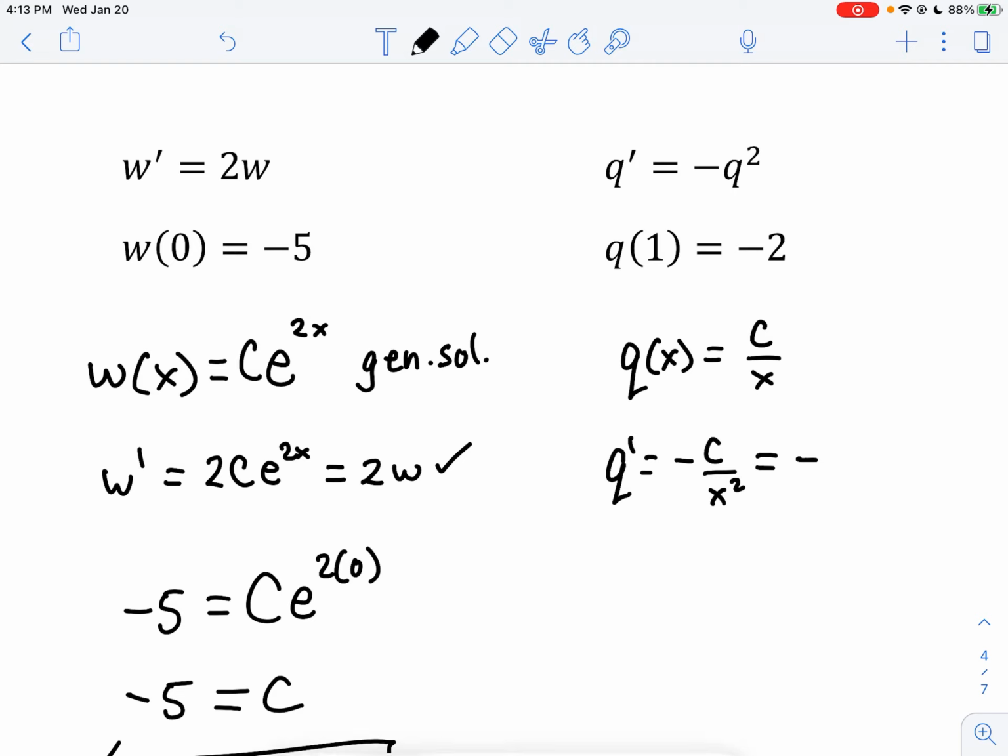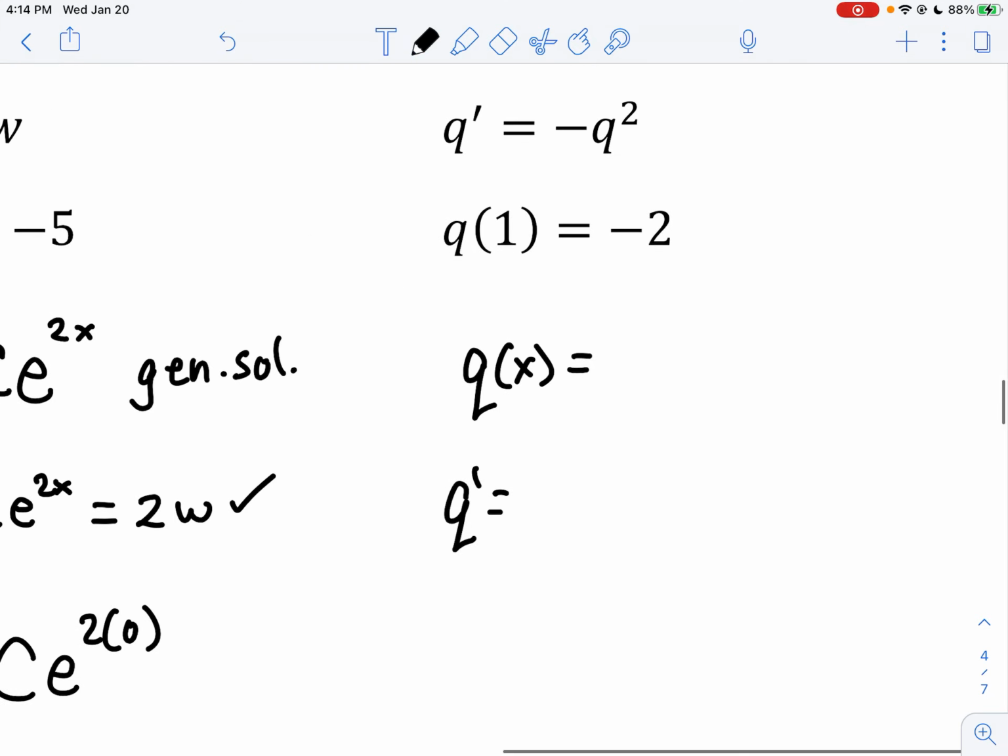Because we get... Ooh, this one is not going to work, because if I try to take the square out, I get a c over x squared. This is not equal to negative q squared. Okay, so we have to figure out a different way to generalize this one. And right now I'm just sort of guessing and checking until I figure it out. We will eventually learn how to solve this explicitly and get the answer really quickly. But right now, let's see if we can figure this out.